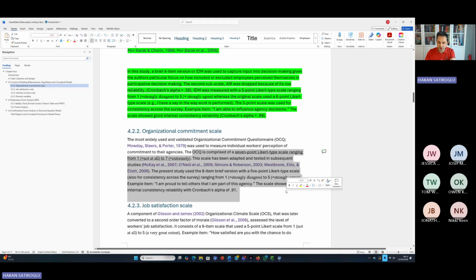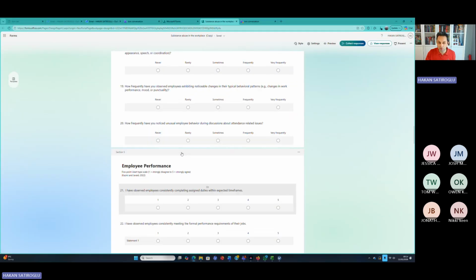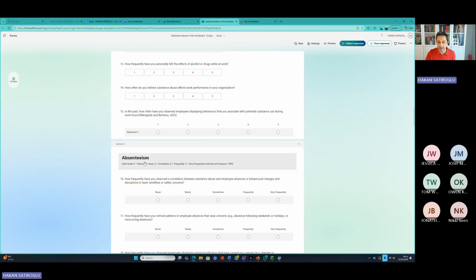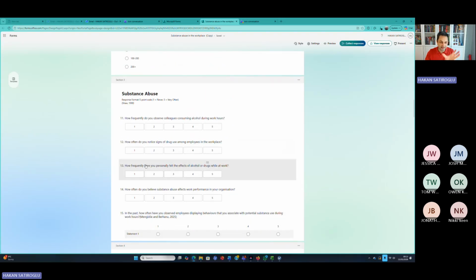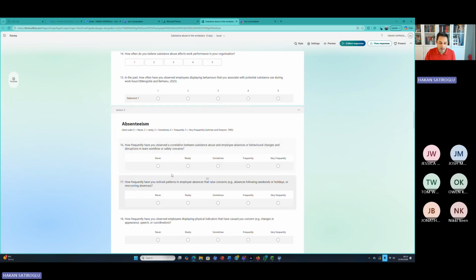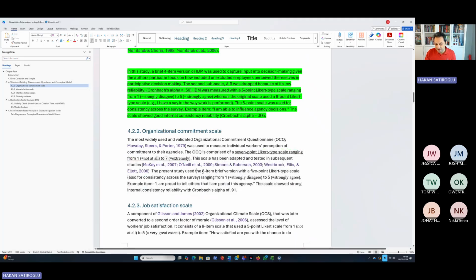Either you can put this section in your methodology, but for example, my student's project two years ago was about alcohol abuse and how absenteeism is affected, and you can imagine substance use. He made this paragraph by using these references and told about the Likert scale, how many points, 1 to 5. Okay, they used that. So I hope it is okay for you.